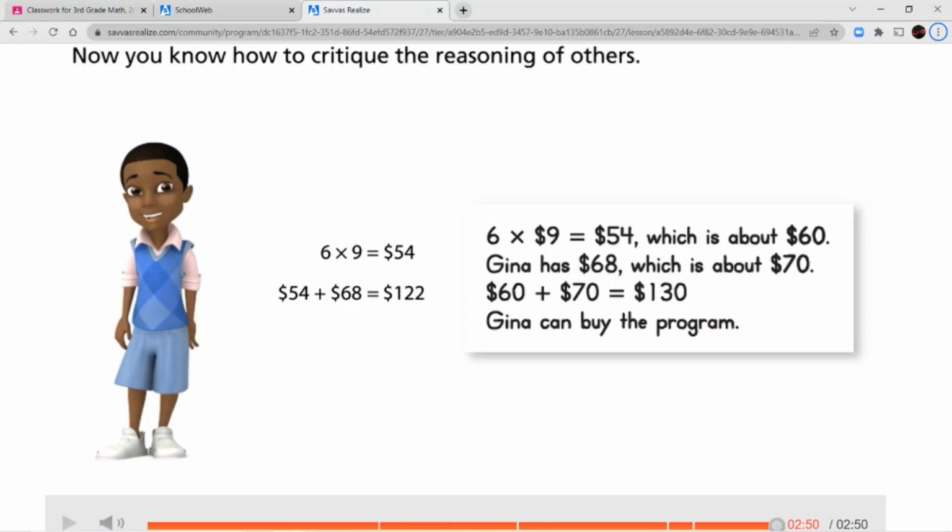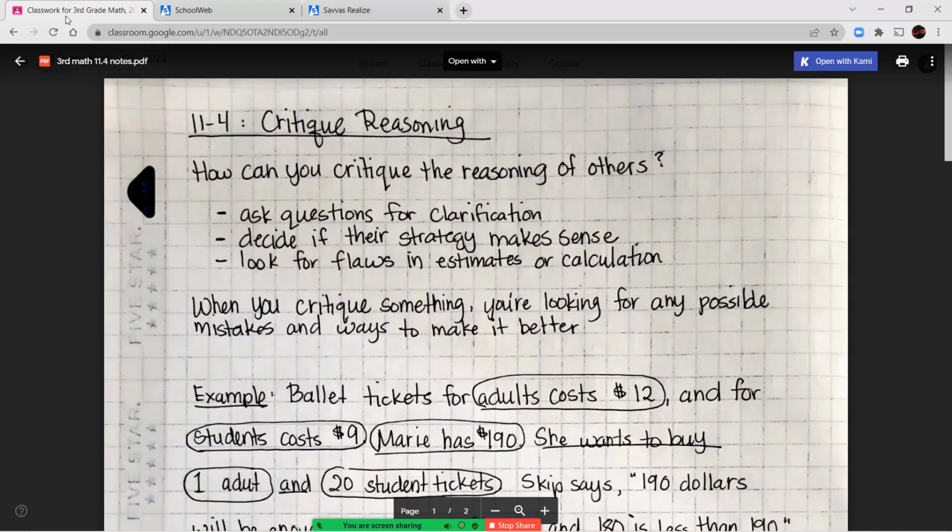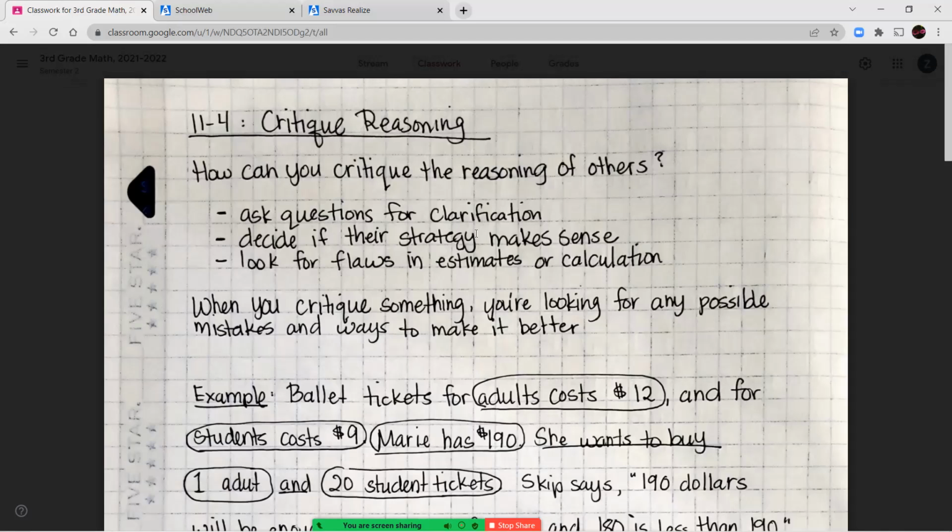All right, let's go ahead and get into our notes and our guided practice together. Now here we can see that we learned different strategies to check what's going on with the work to make sure that we're doing it correctly. So lesson 11-4, critique reasoning. How can you critique the reasoning of others? You can ask questions for clarification. You can decide if their strategy makes sense, and you can look for flaws or mistakes in estimating or in the actual calculation. Now remember, when you critique something, you're looking for any possible mistakes and ways to make it better.